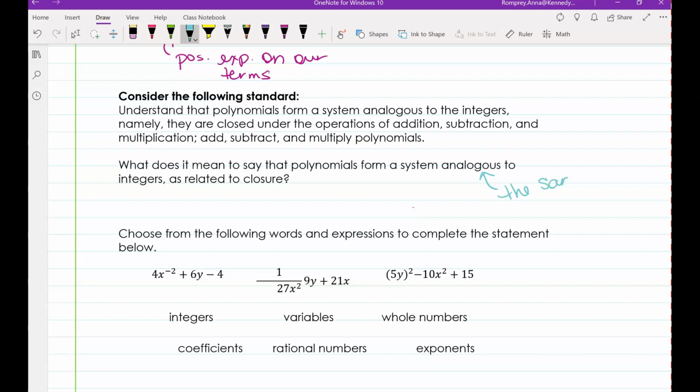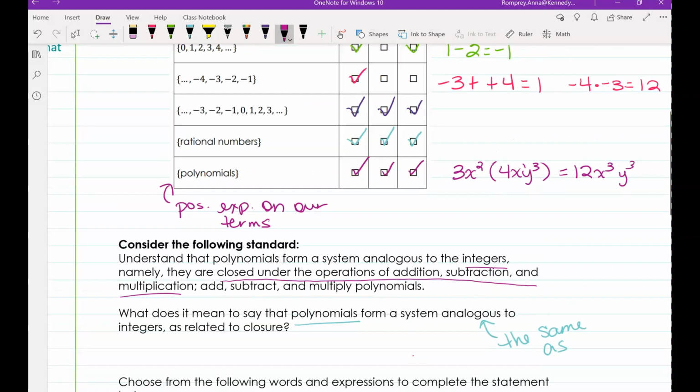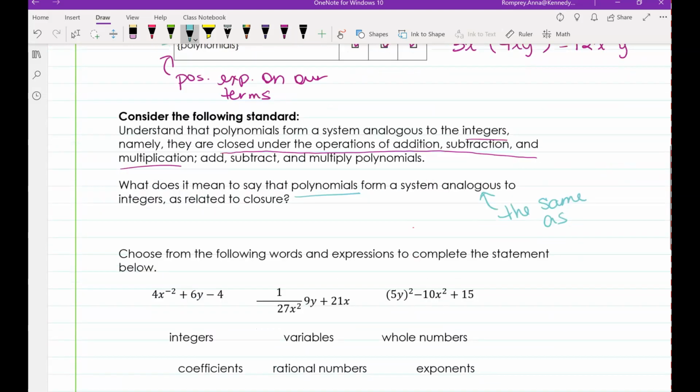So it says, what does it mean to say that a polynomial forms a system analogous? Analogous. It's a fancy way for saying the same as. So what does it mean to say that polynomials form a system analogous, or they're the same thing as integers as related to closure? Well, let's come back. What did it tell us about integers? Integers, namely, they are closed under the operations of addition, subtraction, and multiplication. Well, up here we said polynomials, yep, they're also closed under addition, subtraction, and multiplication, just like integers. Okay, so they were both closed on everything.